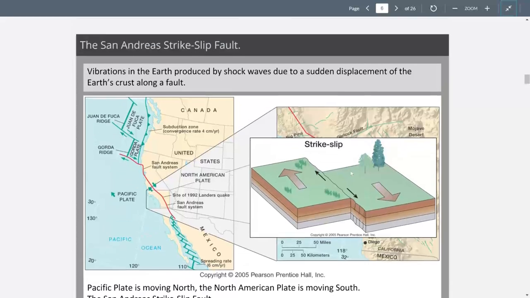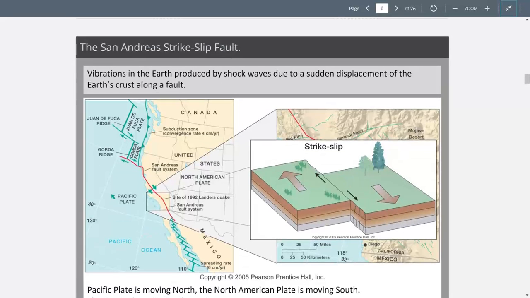As we've said before, the San Andreas fault line is a strike slip, or what we also call transform. What does that mean? That means that the two sides are not pulling apart from each other and they're not moving towards each other. They're actually slipping past one another.